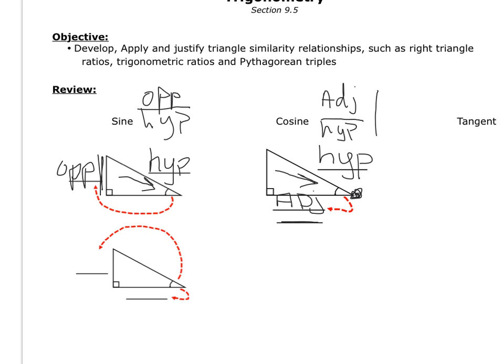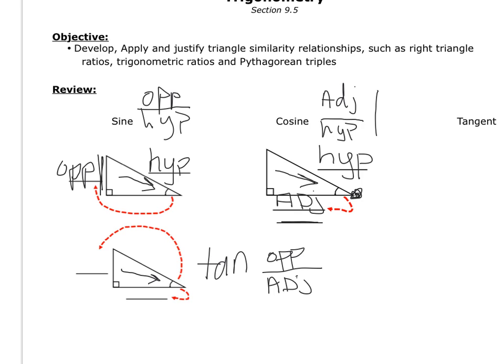And then you have your third and final trig ratio, which I don't know why they didn't type that in the notes here, but it's the tangent. And remember, the tangent ratio is the opposite leg over the adjacent leg. You don't use the hypotenuse at all for this. Again, it's the same angle as before as the other two.